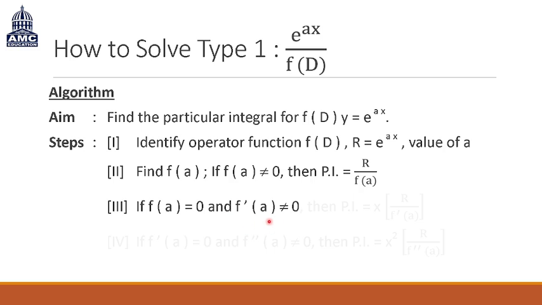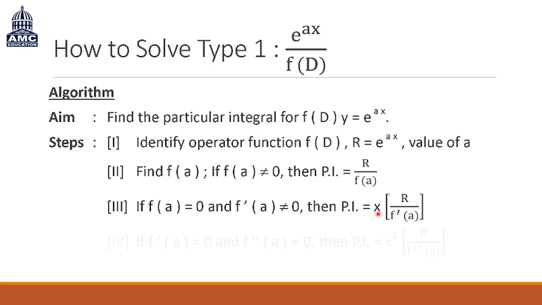So if this f'(a) is not equal to 0, mind it that we are calculating f'(a) because f(a) is equal to 0. So f(a) equal to 0 should be true, and f'(a) not equal to 0 should be true. If both of these conditions are satisfied, then our particular integral is going to be x multiplied by R by f'(a). So you see, in the denominator we are looking at f'(a), whereas outside we include a new x. x is the independent variable.